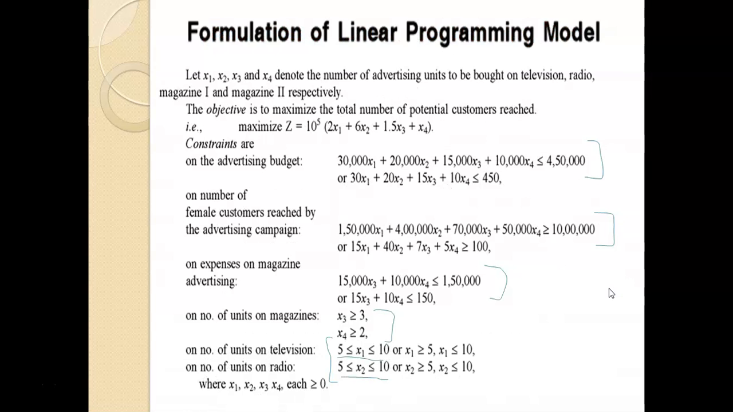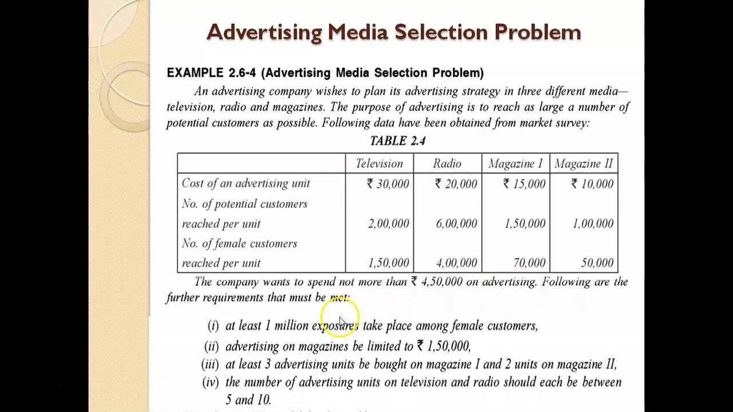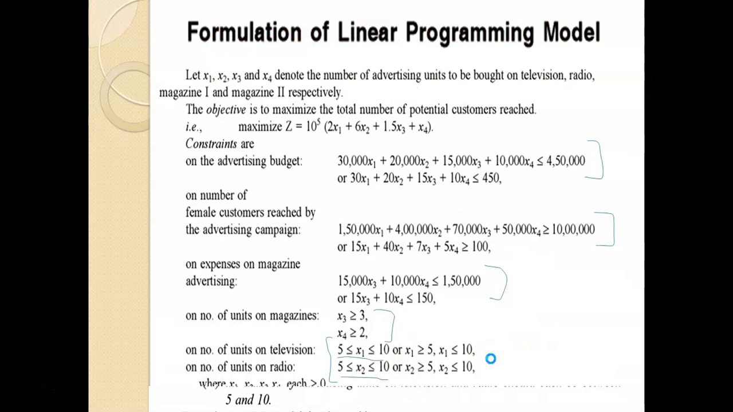Following are further requirements, some more constraints: at least 1 million exposures take place among female customers. Number 2, advertising on magazines be limited to this. At least 3 advertising units be bought on magazine 1 and 2 on magazine 2. The number of advertising units on television and radio should each lie between 5 and 10. So these are the different kinds of constraints. Now we have to write a mathematical model. Okay, how do we go ahead?